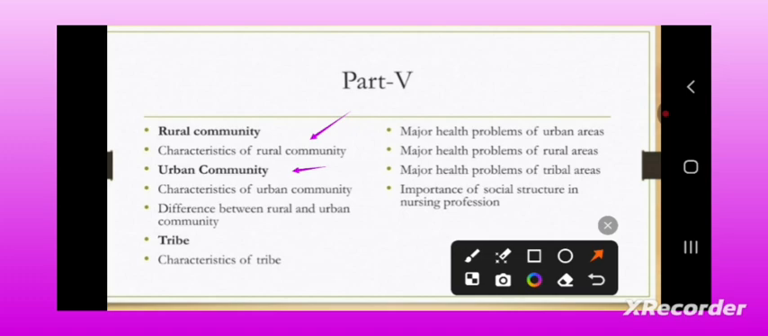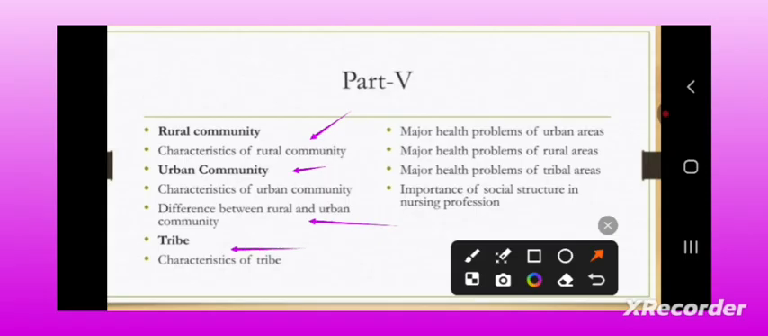Differences between rural and urban community. This compares the two. Occupation: agriculture in rural, industrial or service in urban. Population density: low in rural, high in urban. Social interaction: personal or primary in rural, impersonal or secondary in urban. Social mobility: low in rural, high in urban. Culture: homogeneous or traditional in rural areas, heterogeneous or diverse in urban.